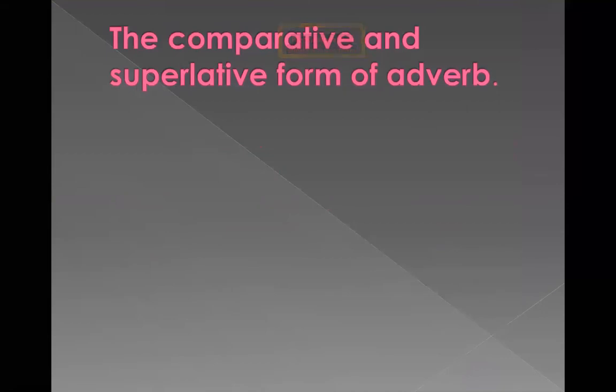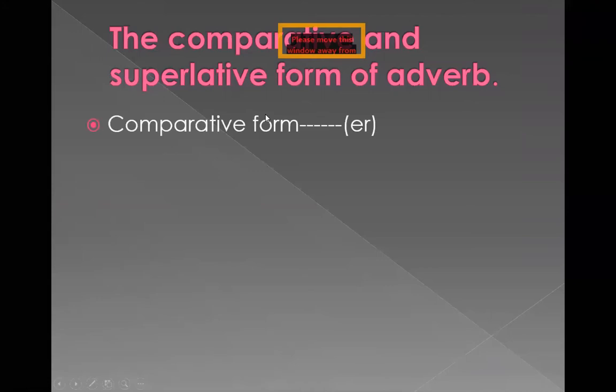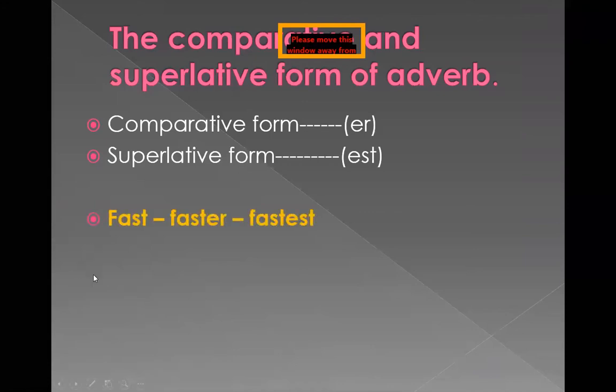The comparative and superlative form of adverbs. What do we mean by adverb? We add ly to the adjective to describe a verb. In the comparative form, we add er, and in the superlative, we add est. Like fast: it will be faster, or fastest. Remember, fast is not an adjective, it's an adverb. It describes a verb.